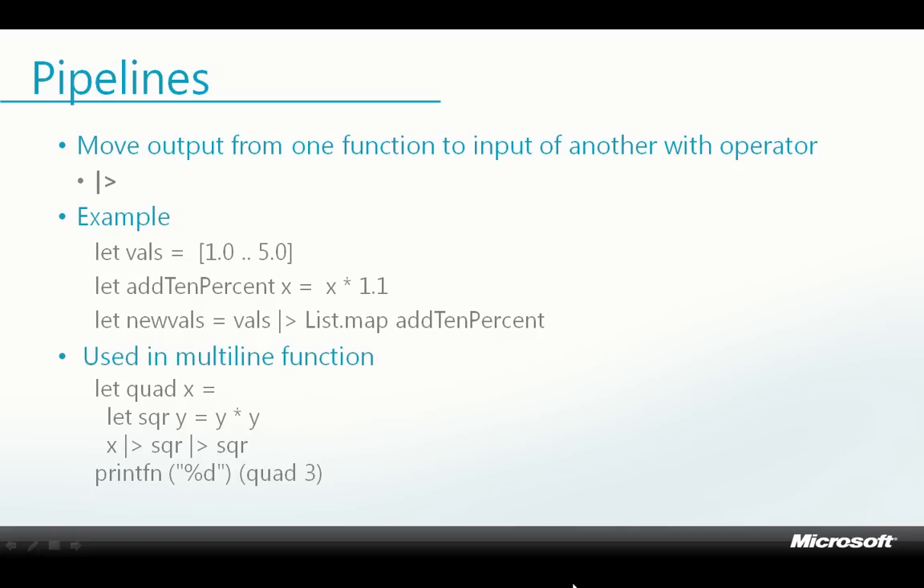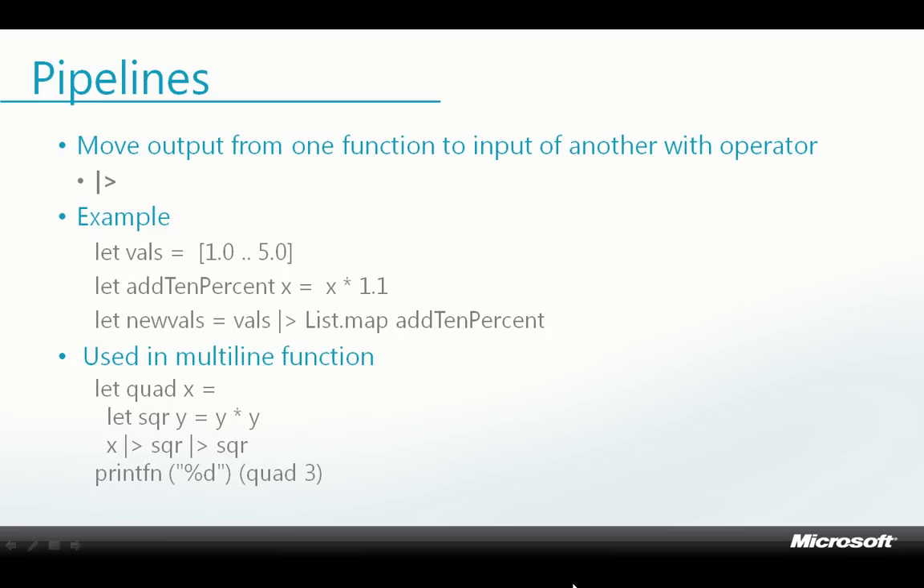Pipelines move the output from one function to the input of another with the pipe operator, which is a standard pipe character followed by a greater than symbol in F#. So here I'm declaring a list of 5 floats, and I'm then setting up a function that returns 110% of whatever is input to it. And then I'm using a pipeline to send vals, the original input, to the list map function, which will return a list of new values that I'll store in the newvals identifier.